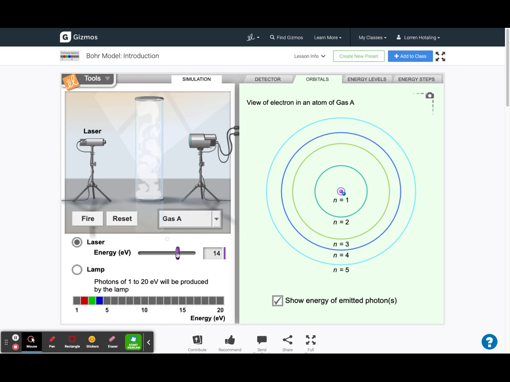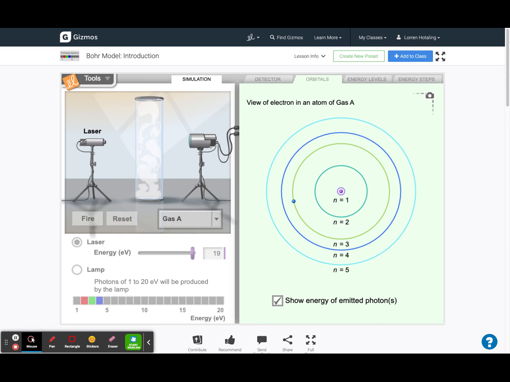Go up to level 14. Transparent. 15. Transparent. 16. Transparent. 17. Transparent. 18. Transparent. 19.